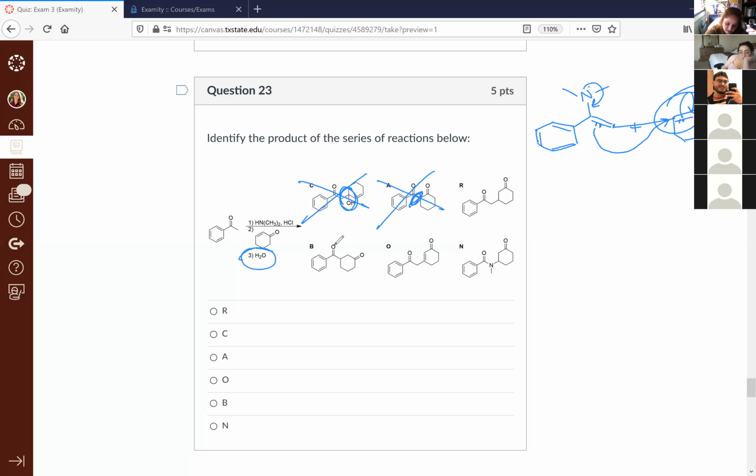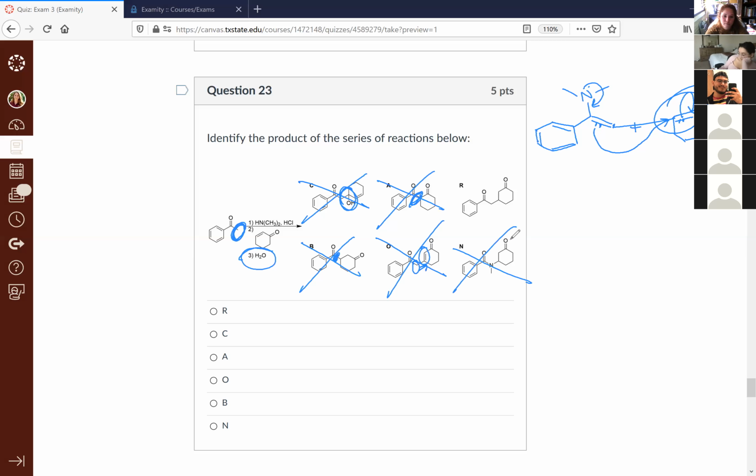Option B has an attachment at the beta carbon, but it dropped the methyl carbon that's on our starting material, acetophenone. So that guy's gone. Option O has the correct connectivity, but kept the double bond. That's not how a Michael addition works. And then option N made like an amide or something and then attacked, I don't know, I just made that up because I figured somebody's going to think that's what happened. So even just by doing that, we narrowed it down to the only possible correct option.